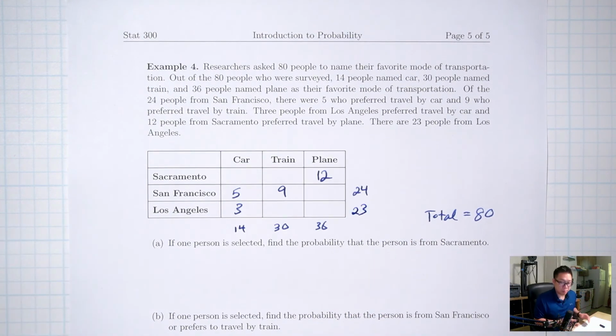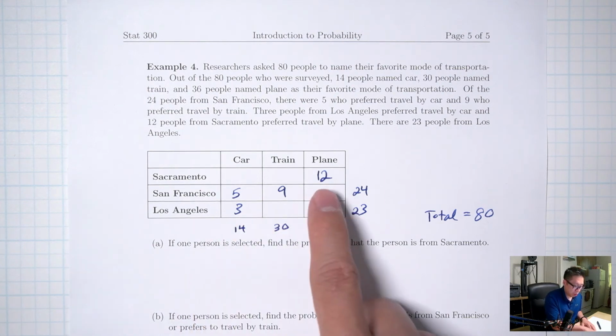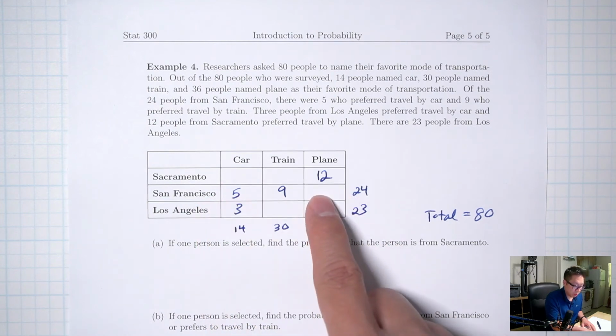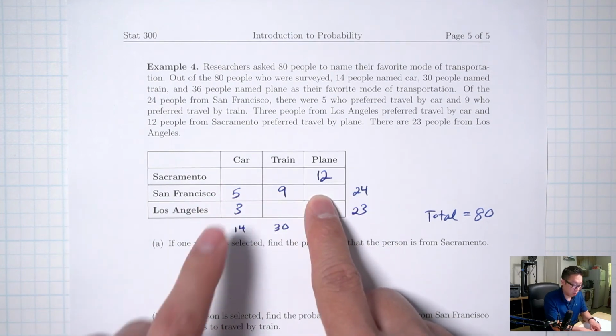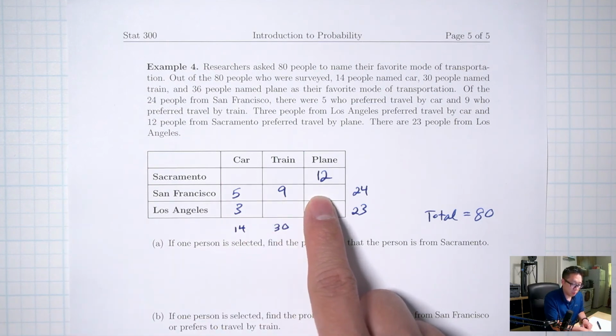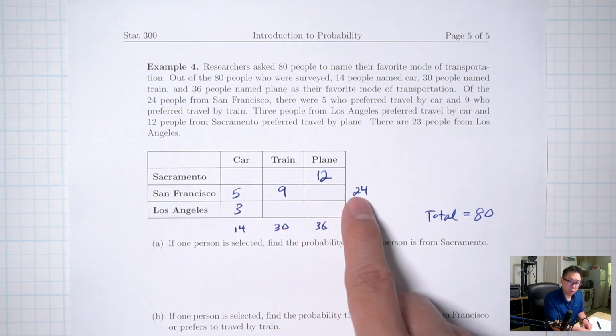And that's all the clues. So from here, fill in the boxes, kind of like a Sudoku puzzle. Where should I start? I can start right here because I know that the total should be 24. Right now I have 5 and 9, which is 14. What's the missing number so that the total adds up to 24?